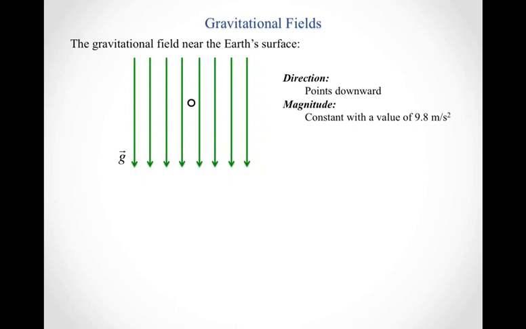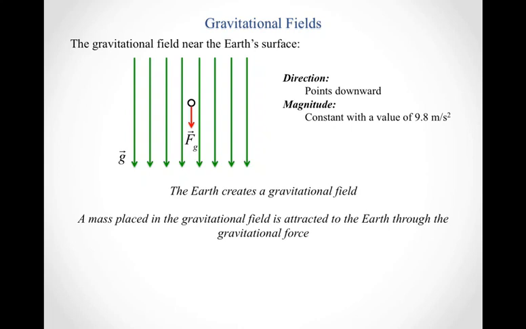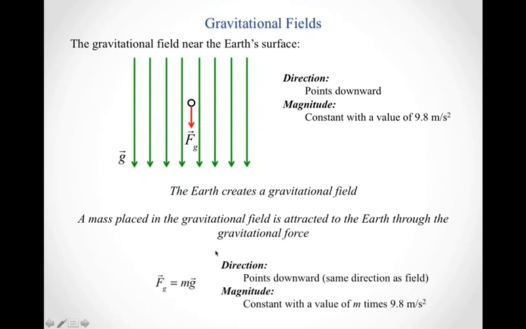So if I take some mass and place it in the gravitational field, there's going to be a gravitational force that acts on that mass. So fundamentally, where does that force come from? Well, the Earth creates a gravitational field. When you place your test mass in the gravitational field, it is now attracted to the Earth through the gravitational force because we now have a way to relate that gravitational force to the gravitational field. Here's that relation.